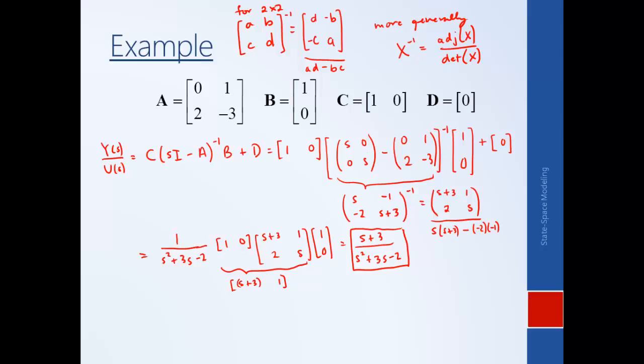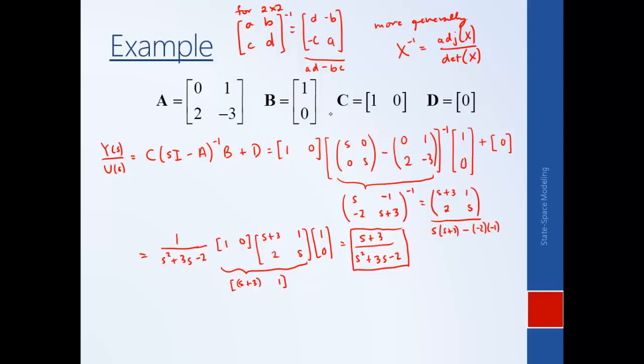So that concludes that example. We went from a state space form to a transfer function form. A couple of things that we'll point out real quickly. In this case, we had a single input, single output system. We could tell that we had a single input because we had only one column in our B matrix. We had a single output because we only had one row in our C matrix.